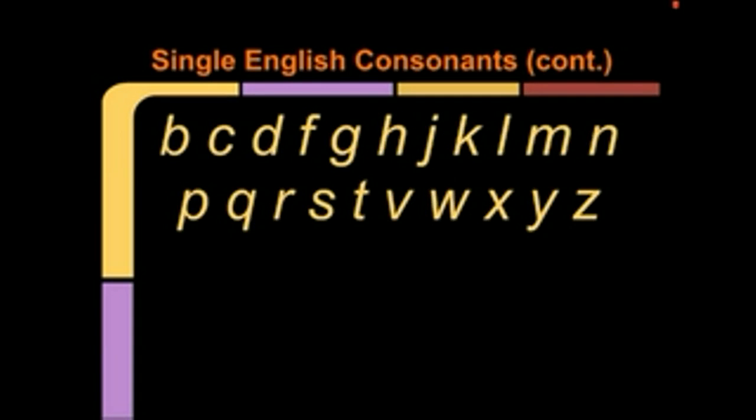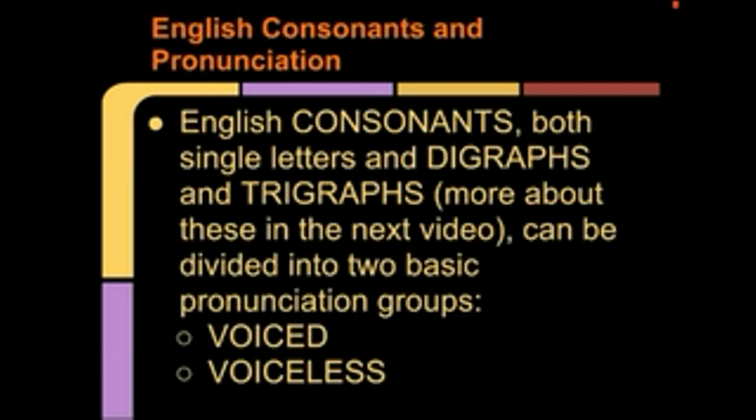B, C, D, F, G, H, J, K, L, M, N, P, Q, R, S, T, V, W, X, Y, Z. English consonants, both single letters and digraphs and trigraphs, more about these in the next video, can be divided into two basic pronunciation groups: voiced and voiceless.